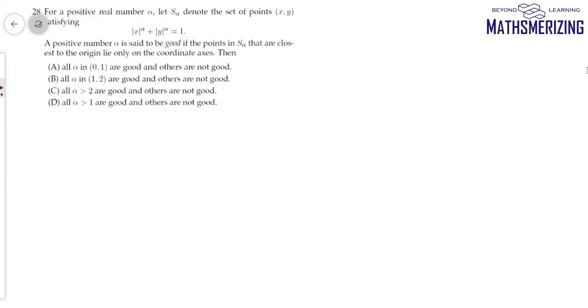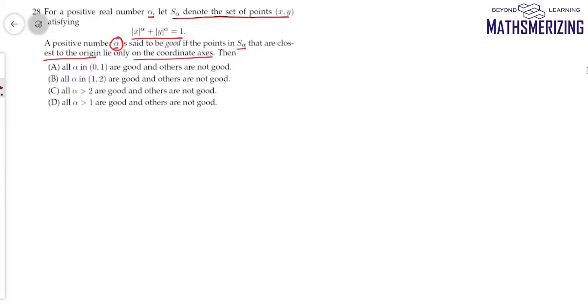Now question number 28 says, for a positive real number alpha, let S alpha denote the set of points (x, y) such that mod x to the power alpha plus mod y to the power alpha is equal to 1. And it says a positive number alpha is said to be good if the points on S alpha that are closest to the origin lie only on the coordinate axis. Then we'll need to find this condition on alpha.